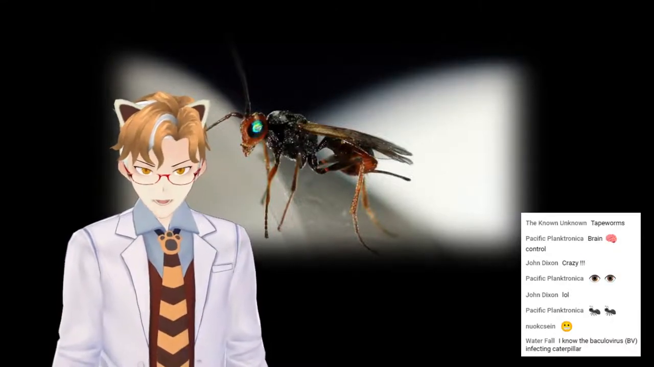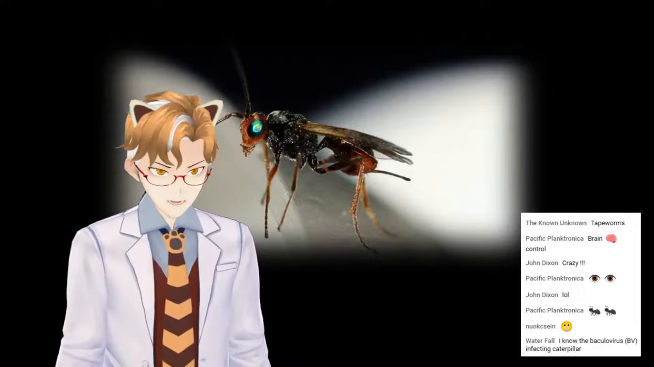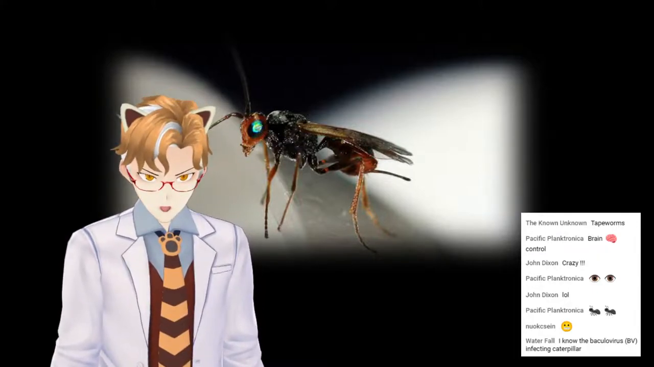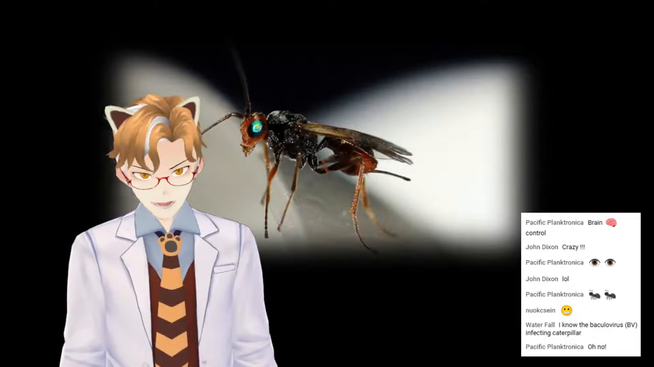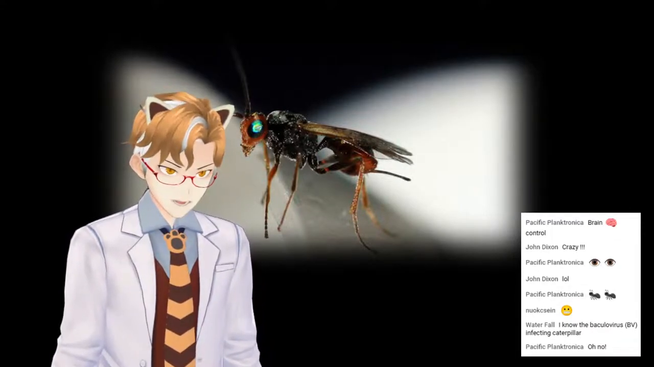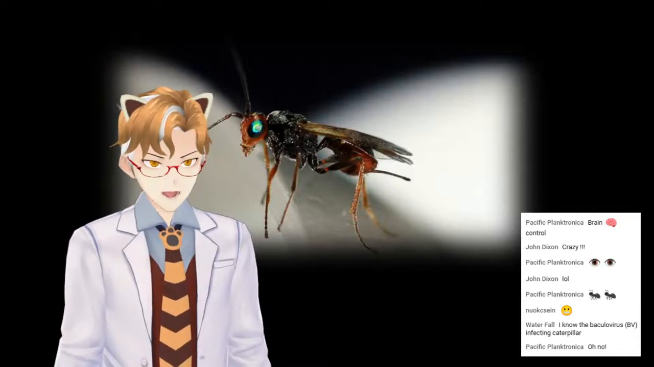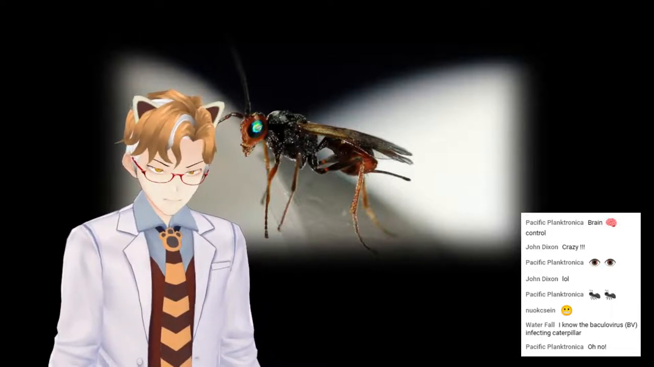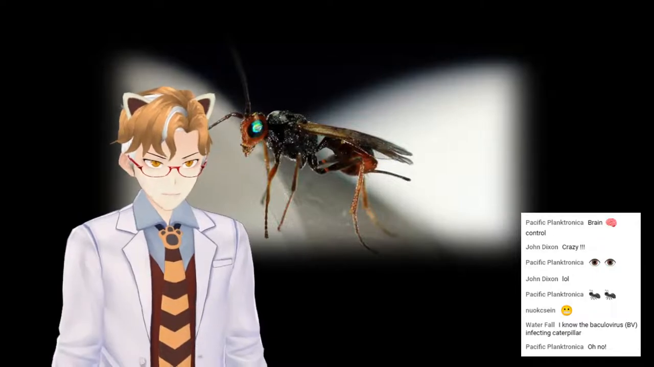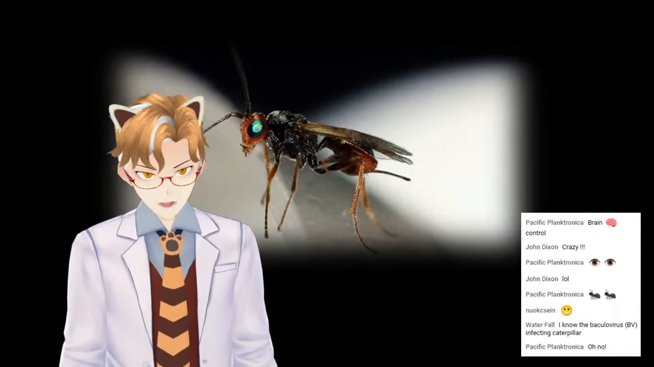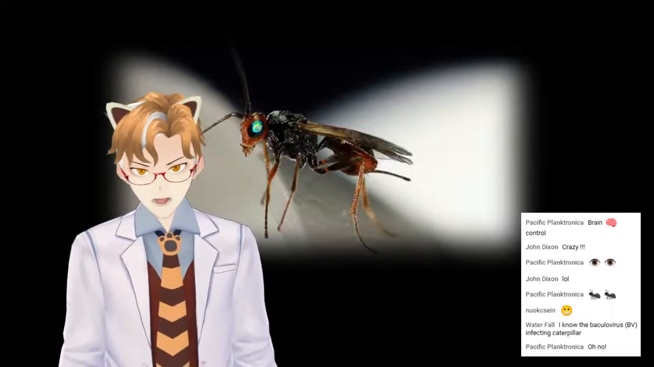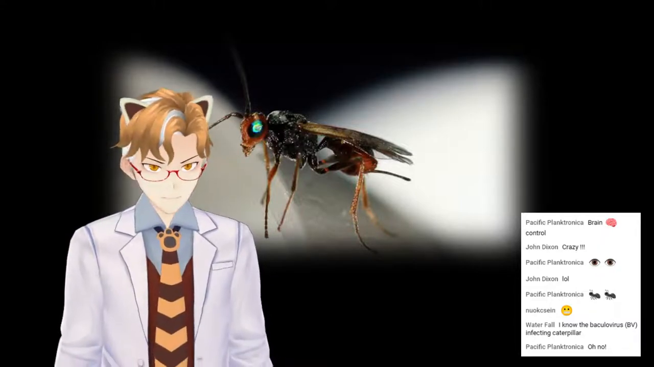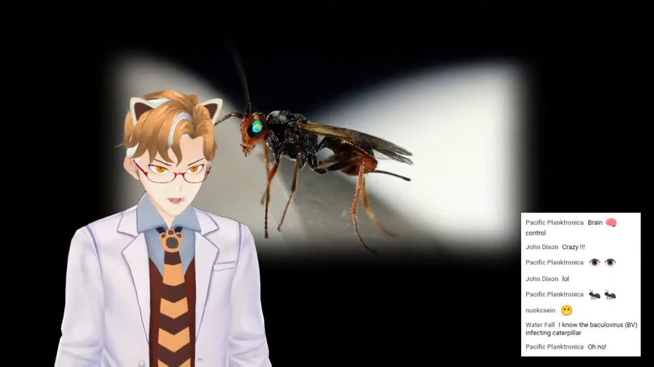And there is at least some evidence to suggest that this virus, which the wasp inserts into the ladybug, may actually be the part that's immobilizing the ladybug. And the success of the wasp, which is the host for the virus, is actually the success of the virus itself, providing it with additional new wasp hosts.